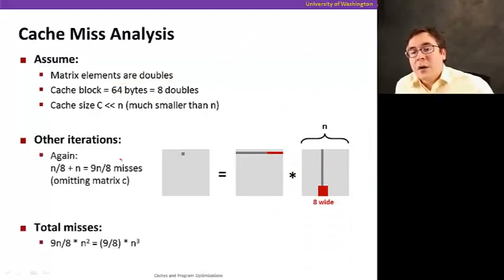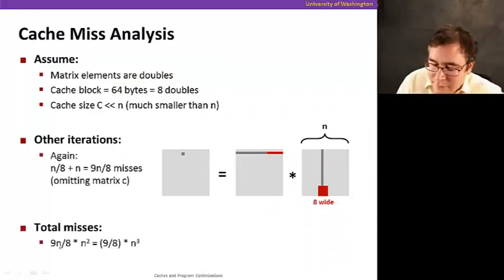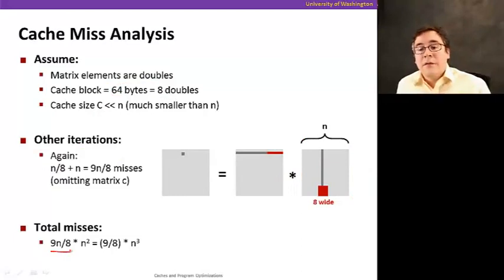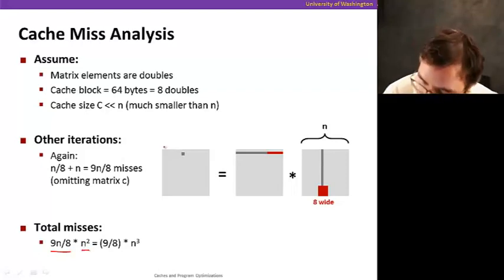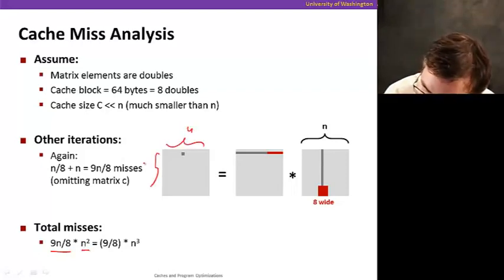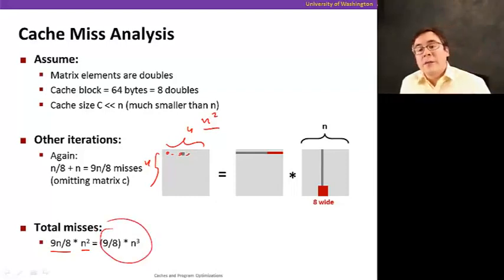Now, if we extend this to all of the other iterations, what we're going to do is we're going to have 9n over 8 misses multiplied by n squared, which is the number of iterations. Remember that we're going to do this. This is n by n. And we're going to do this for each one of the elements here. So that means there's n squared elements. So that means that our final cache miss, the number of cache misses is 9 over 8 multiplied by n squared. So it's a lot of cache misses.